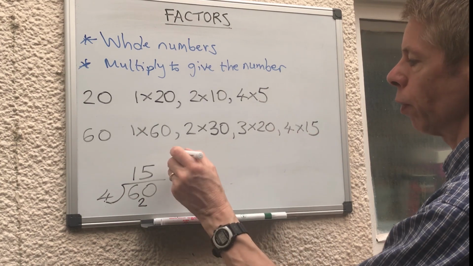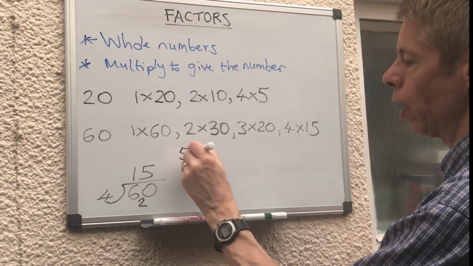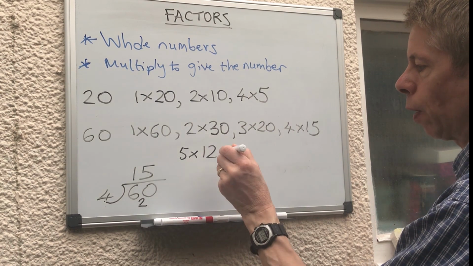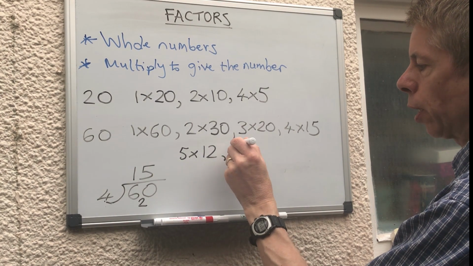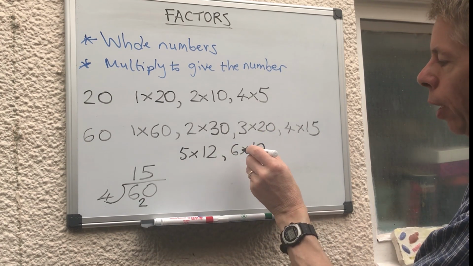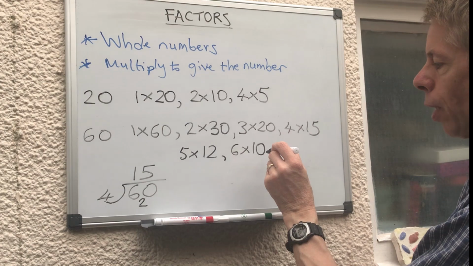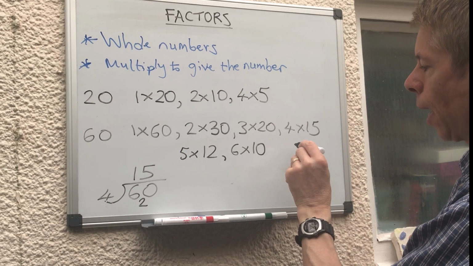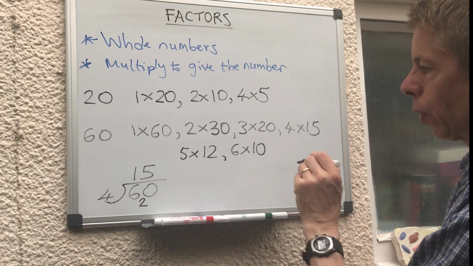Okay, so we've got 4 times 15. Let's try 5. We could use bus stop again, but I happen to know it's 5 times 12. Let's try 6. 6 times 10. Now, looking like we've got to the end, but let's just try. 7 is not a factor. 8 is not a factor. 9 is not a factor. 10 is a factor, but we've already done it. So we know we've got all the factors.